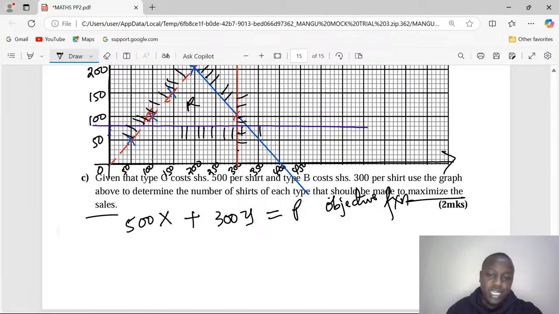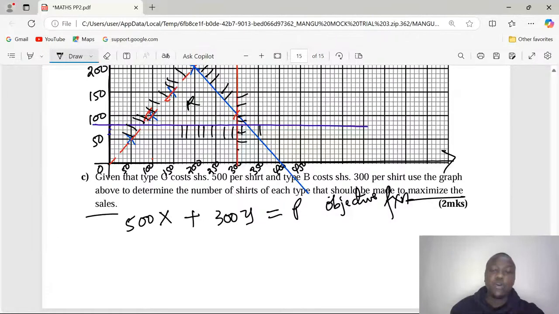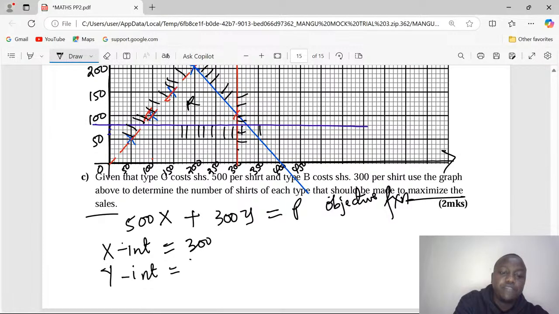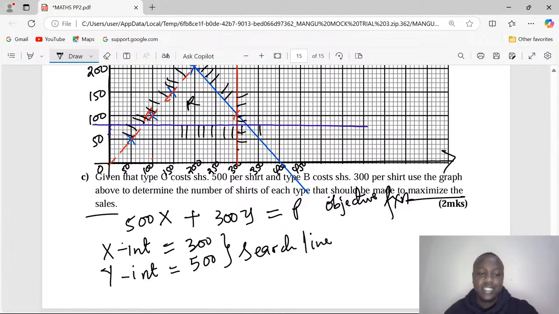Now with the objective function, we can come up with something that we call the search line. For us to get the search line, we need to say that the search line has an x-intercept equivalent to the coefficient of y, and it also has a y-intercept equivalent to the coefficient of x. You just swap the coefficients to get the intercepts. So this is now the search line.